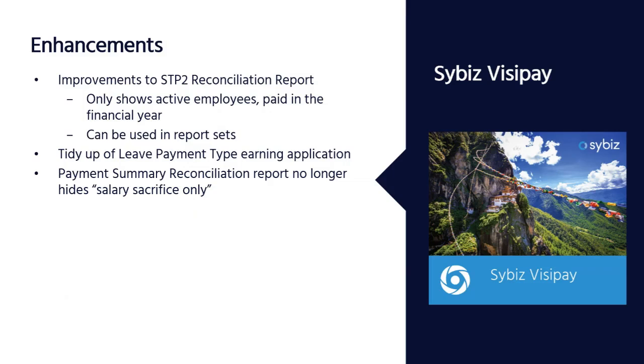We have also made some improvements to the STP2 reconciliation report. Previously it would show all employees, but now we've restricted it to show just the employees that have been paid in the financial year for which you're running the report. Makes sense. And it can also now be used in report sets. So when you're doing your end of year report set, you can drop the STP2 reconciliation report into that as well.